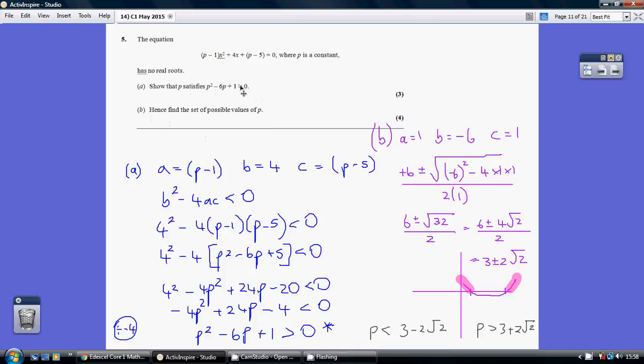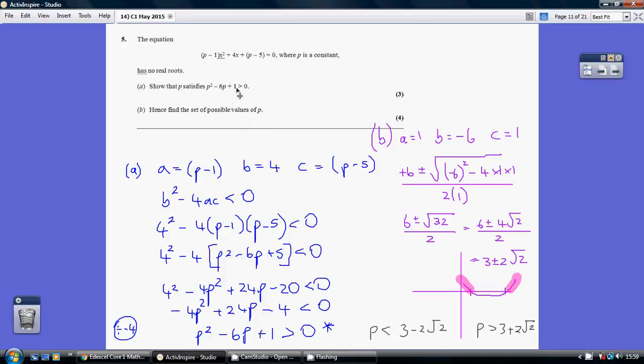Now for part B, I have to solve this inequality. Well, it doesn't factorise, so I'm using the quadratic formula, where A is obviously 1, because we've got one lot of p squared, B is minus 6, and C is 1. So substituting into the quadratic formula and tidying it up, I get solutions of 3 plus or minus 2 root 2. Now, for your final answer, it's always worth doing a sketch.